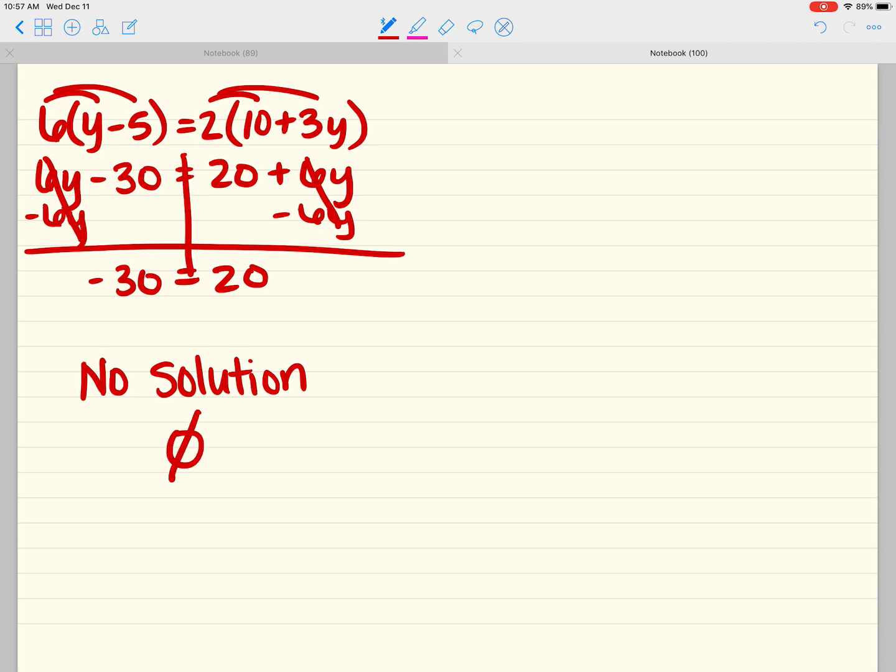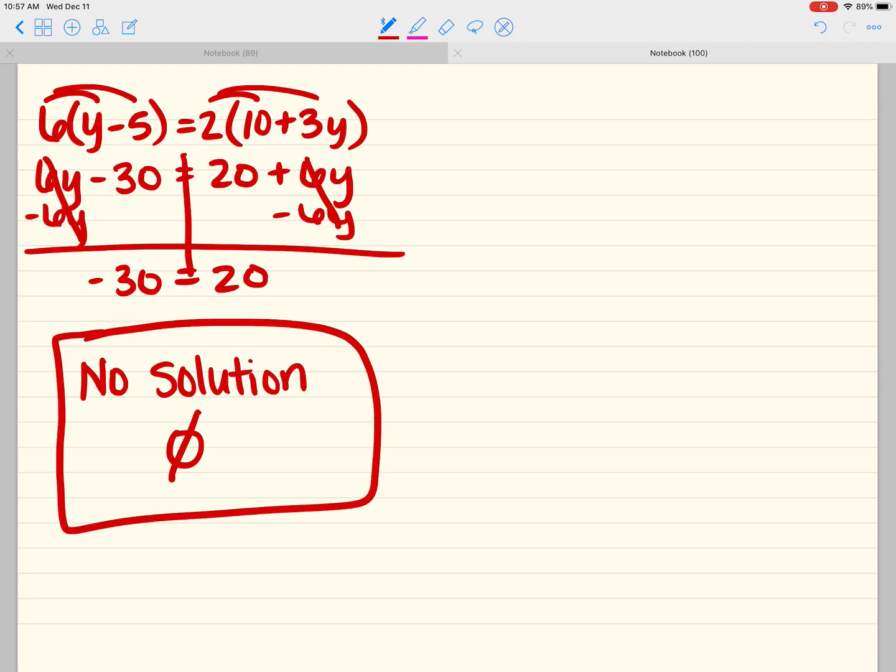Here is the symbol for no solution, okay? It's a 0 with a line through it. I'm okay. You do not have to write both of those. You only have to write one. Either use the symbol or write out no solution. Okay, Chill? What if it ended up being negative 30 equals negative 30? Okay, just give me a second. We're going to get there.